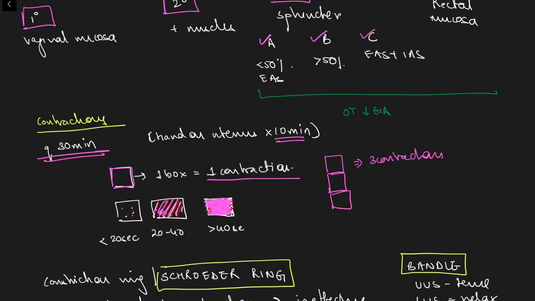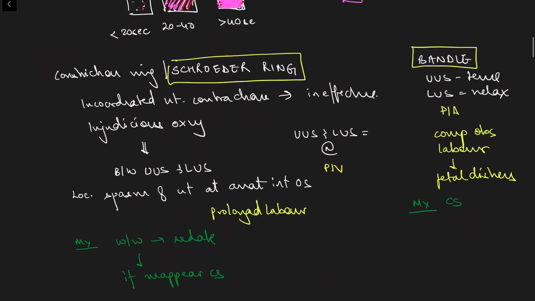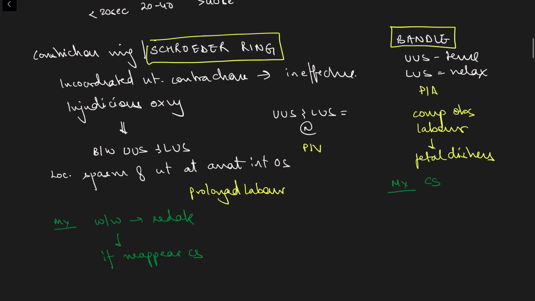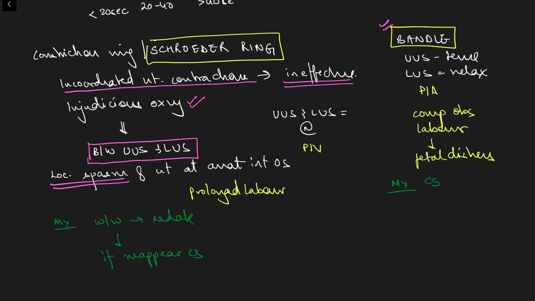Then the constriction ring or Schroeder's ring is due to incoordinated uterine contraction, which is ineffective, and injudicious use of oxytocin. It is a ring formed between the upper uterine segment and lower uterine segment. It is nothing but a localized spasm of the uterus at the internal os. So how will we differentiate it from Bandl's ring? Bandl's ring is a pathological ring. Here the upper uterine segment would be tense and the lower uterine segment will be relaxed, while in Schroeder's ring, the upper uterine segment will not be that tense and the LUS will also be normal.